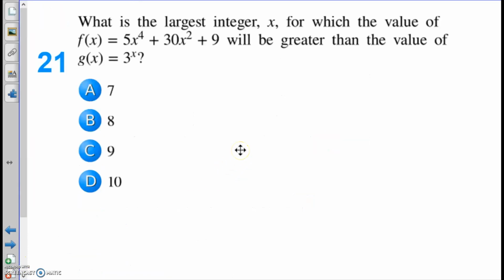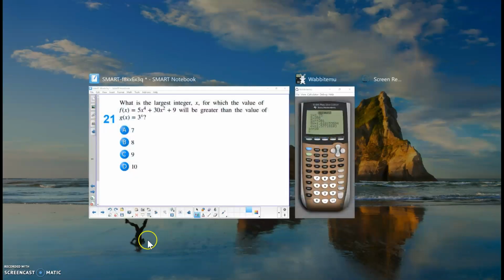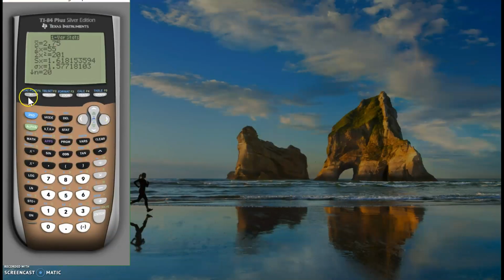Number 21, what is the largest integer x for which the value of f of x will be greater than the value of g of x? And they give us these equations. Again, this is another calculator question. So in our y equals utility, we want to type in these 2 functions.